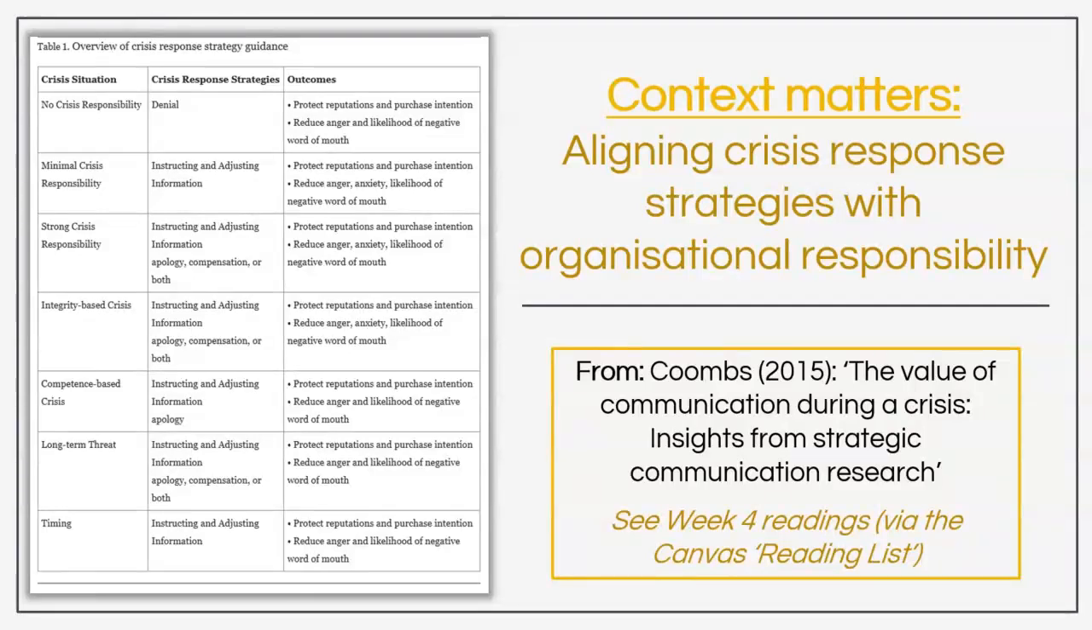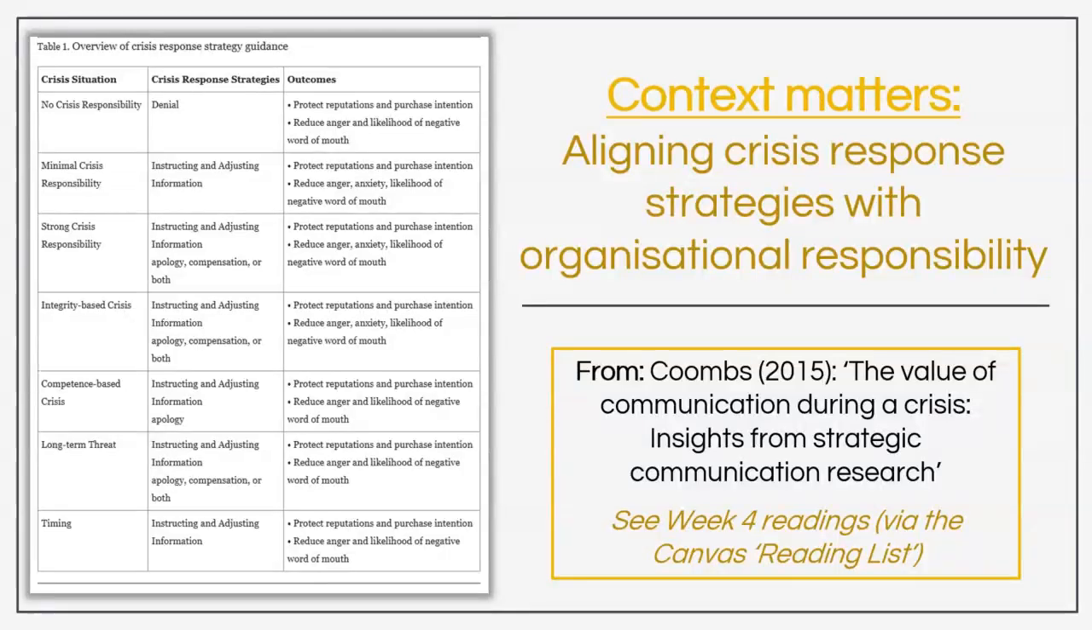But in essence, what this table is doing is showing, in a list on the far left, the type of crisis situation and whether or not the organization has any responsibility in that. So in a situation where they don't have any responsibility, the response strategy might be denial, and then the far right column talks about some potential outcomes of that. Maybe that would protect reputations, maybe it would reduce anger and the likelihood of negative word of mouth, but sometimes denial can also be seen as problematic. So you do have to be careful with that as well.